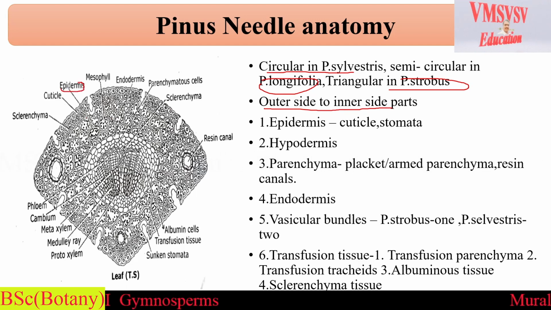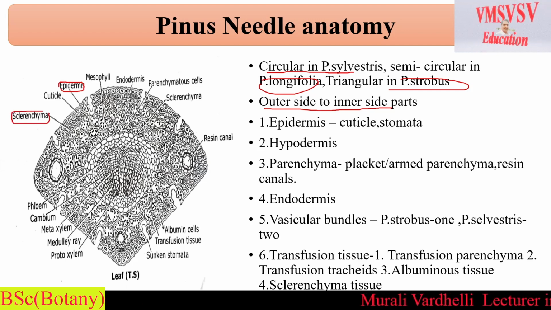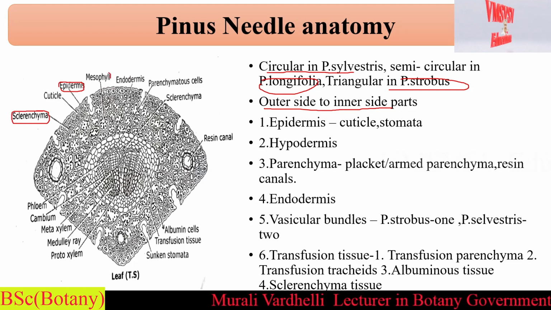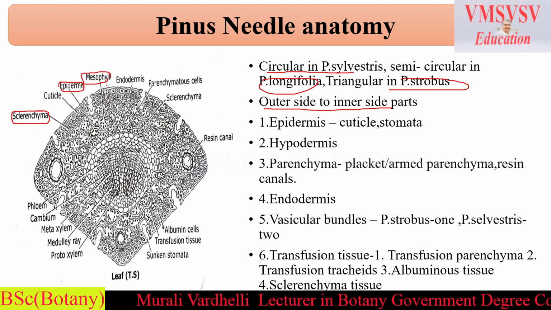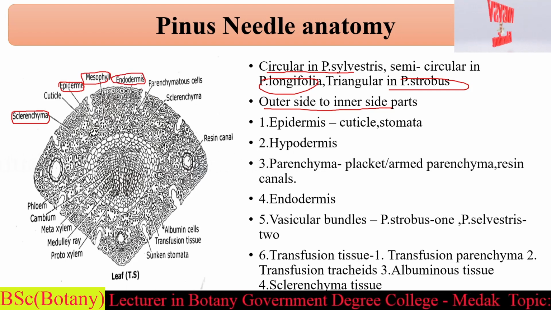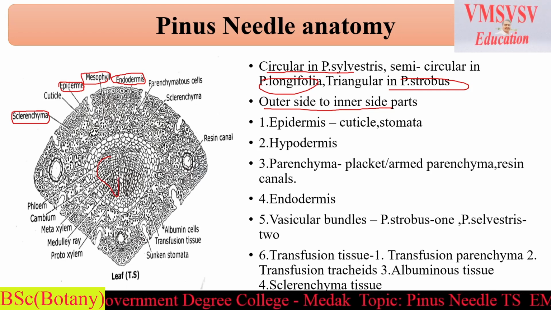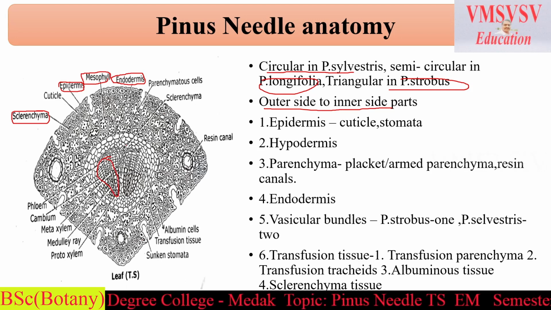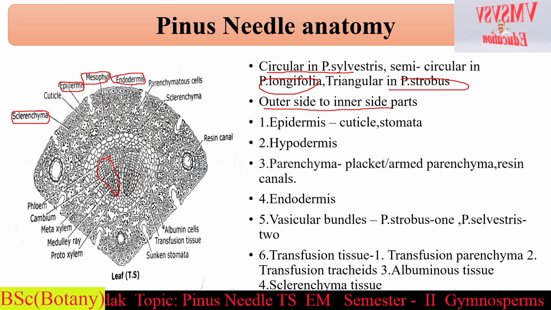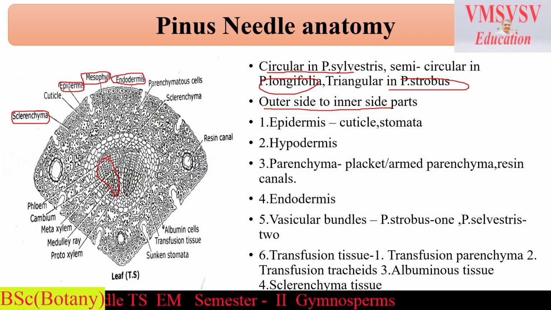First one is the epidermis part, second one is the hypodermis part, which is made up of sclerenchyma. Next, third one is the mesophyll part, fourth one is the endodermis part, next one is the vascular bundles. You can observe these are the vascular bundles. Next one is transfusion tissue. So these are the main tissues you can see in the Pinus needle from outer side to inner side.